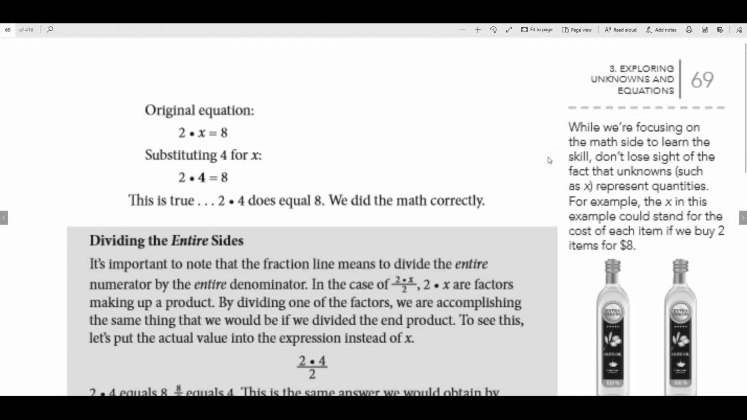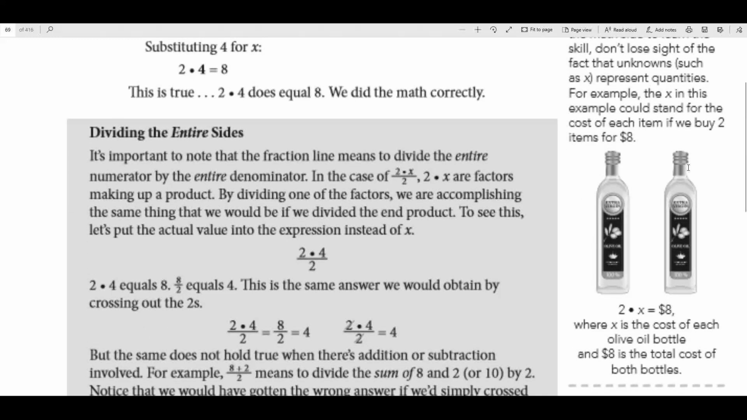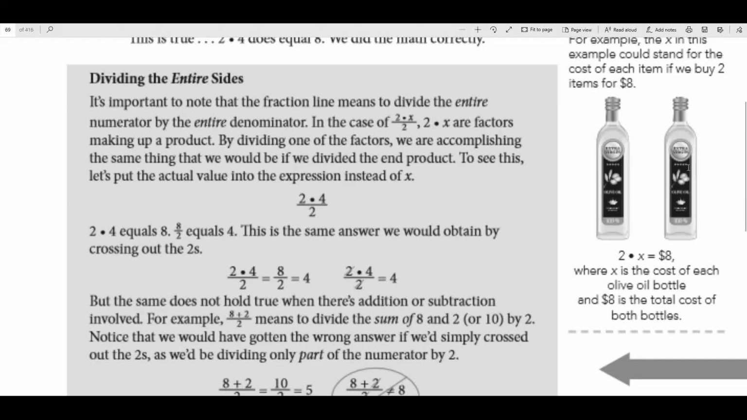Now, while we're focusing on the math to learn this skill, don't lose sight of what these unknowns represent. They represent quantities that we don't know. For example, the x in this example could stand for the cost of each item if we buy 2 items for $8. That would be 2 times x, where the x is the cost of each of those bottles of olive oil. So don't lose sight of the fact that this is real life stuff.